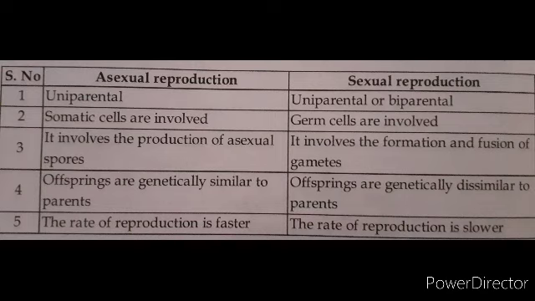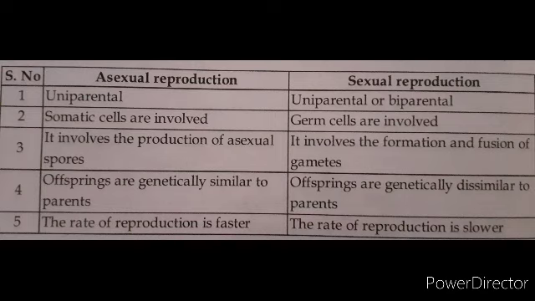Third point, asexual reproduction is the production of asexual spores, they are producing different types of spores. But sexual reproduction involves the formation and the fusion of the gametes. Male and female gametes they are producing. Next point, fourth point is important. Offsprings are genetically and morphologically similar to their parents. But in sexual reproduction, offsprings are genetically and morphologically dissimilar. They are not similar to their parents.